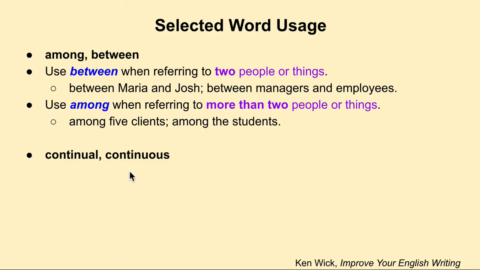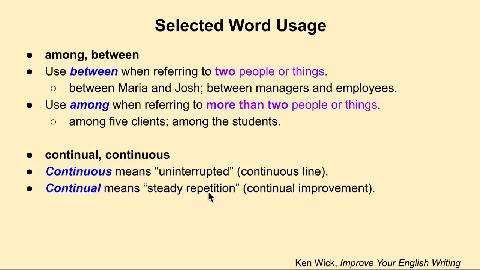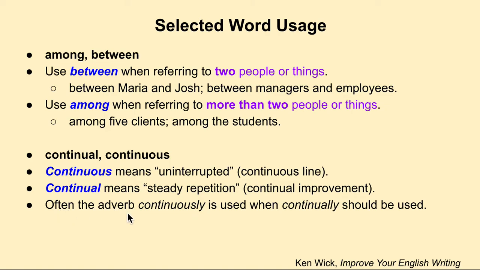And then continual and continuous. Continuous means uninterrupted, like a continuous line. And continual means steady repetition, continual improvement. Just so you know, you probably cannot have continuous improvement, even though you probably see it written that way. And that's my last comment here, is that the adverb continuously is used when continually should be used. So you see this, most people don't know the difference between continuous and continual, and they use continuously when they really mean continually.